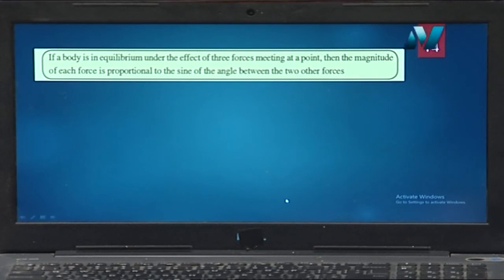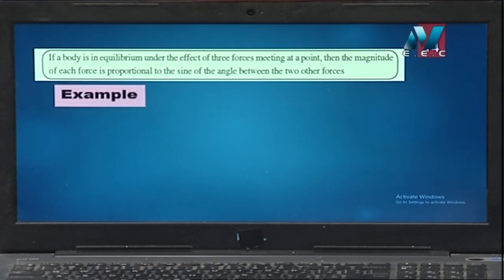If a body is in equilibrium under the effect of three forces meeting at a point, then the magnitude of each force is proportional to the sine of the angle between the other two forces.